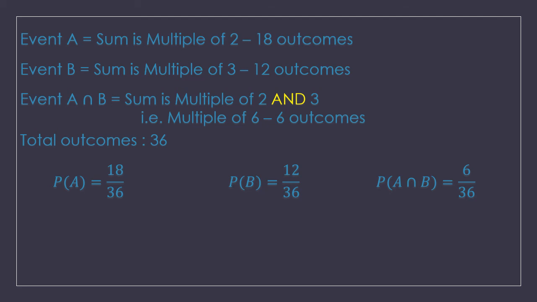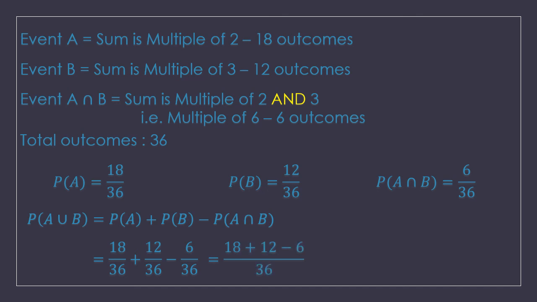Of course, I am not simplifying this so that it becomes easier when we are calculating the unions. A plus B minus A intersection B, putting the values in the equation here, 18 upon 36 plus 12 upon 36 minus 6 upon 36, that is 18 plus 12 minus 6. The answer here will be 24 upon 36. You can find the 12 as a common factor here, so 12 2s are 24 and 12 3s are 36. So when the event is that the sum on the faces of dice is a multiple of 2 or 3, your answer, the probability here will be 2 upon 3.